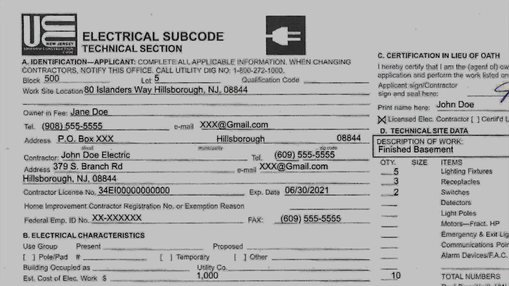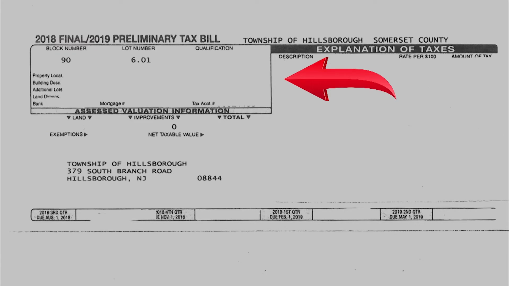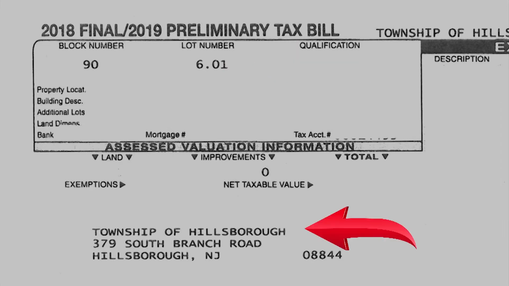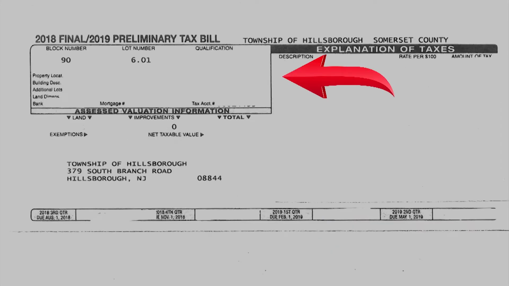Now let's get started. At the top left, under Section A, Identification Applicant, enter the block, lot, and qualification code. You may or may not have a qualification code on your property. You can find this information on your tax bill. Here is an example of a tax bill. All information regarding the block, lot, and owner's information can be found at the top left of the tax bill.